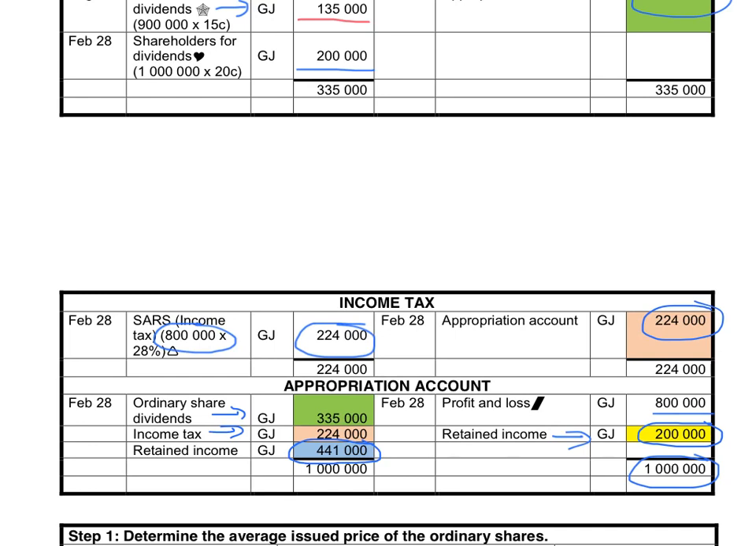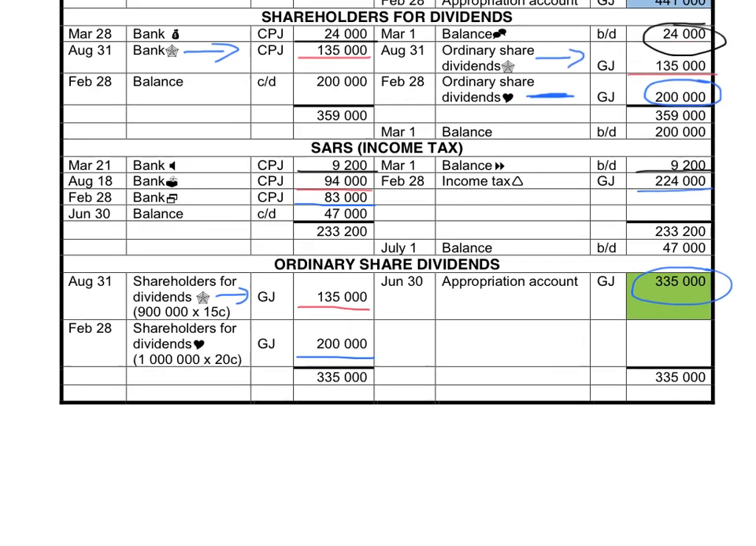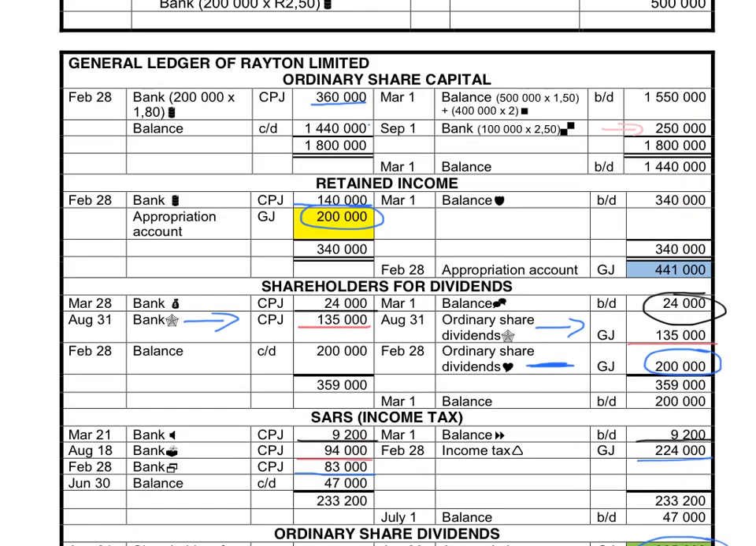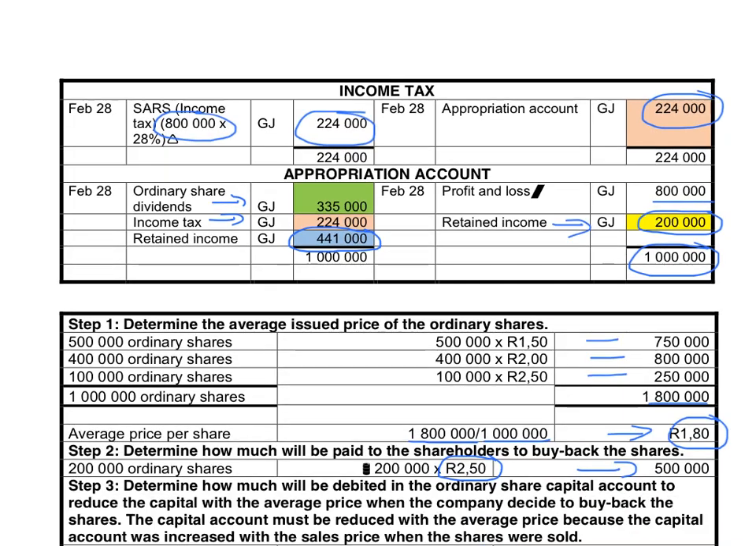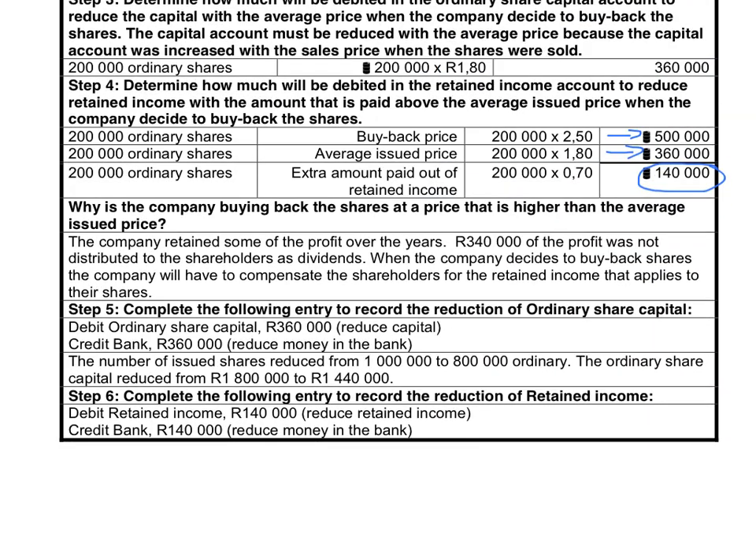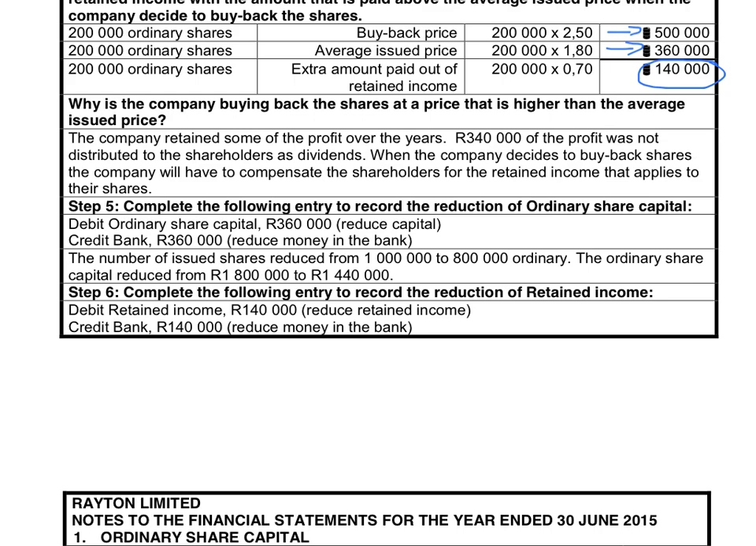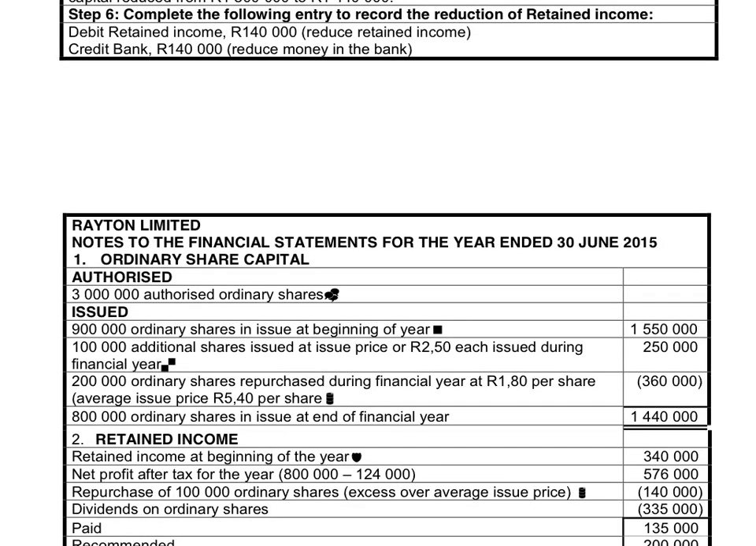So they kept back the retained income from previous years and added some more money for the current year. And in your retained income account, you will transfer from the appropriation account the 441,000 that was kept back in the business. So when we do the shares, you must pay attention to the buyback of shares. First of all, determine whether the shares are bought back at the issue price, at the average price, or at a price higher than the average price.